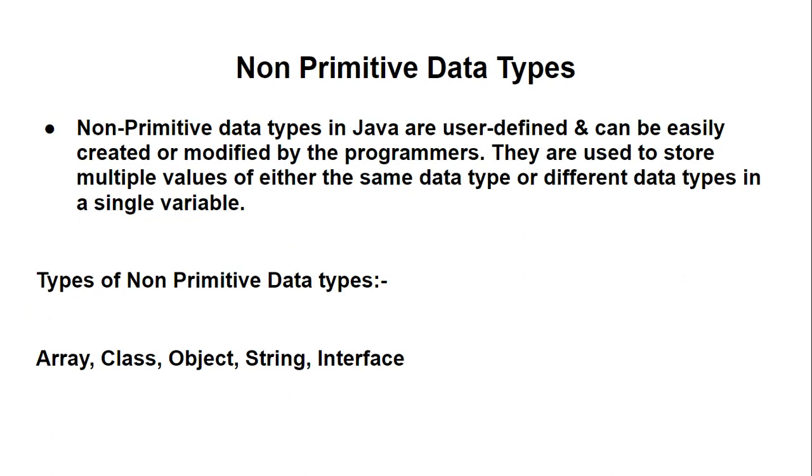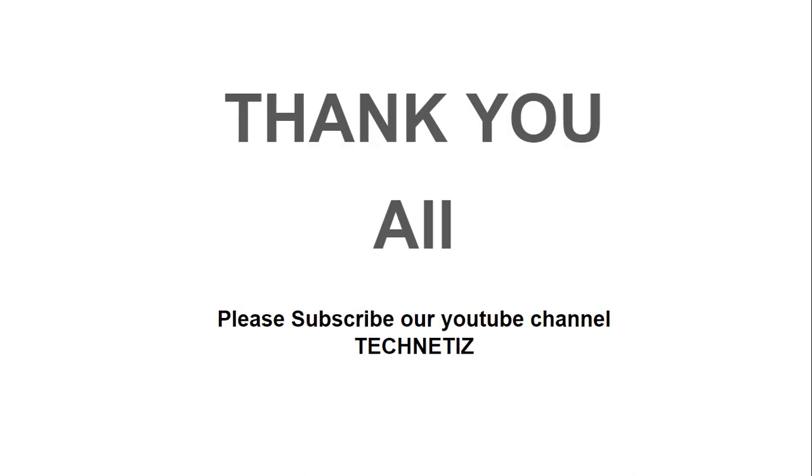And what about non-primitive data types? Non-primitive data types in Java are user-defined and can be easily created and modified by the programmers. They are used to store multiple values of either the same data type or different data types in a single variable: array, class, object, string, interface. These are the topics that we will discuss after a couple of videos, because these are a little bit high-level topics, and before that you need to have some base in the Java programming language so that you can understand all the things.